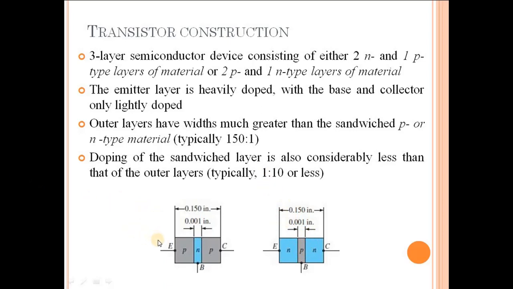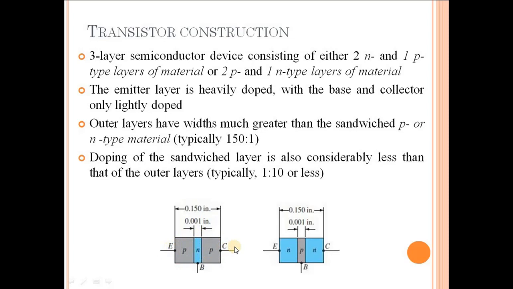So this is the construction diagram of a PNP BJT. There is a p-type semiconductor layer, there is an n-type semiconductor layer, and there is a p-type semiconductor layer. Of which this p layer has a collector terminal out of it, this p layer has an emitter terminal out of it. So E represents emitter, C represents collector, and B represents the base terminal, which is coming out of this n layer. So this one is a PNP BJT.